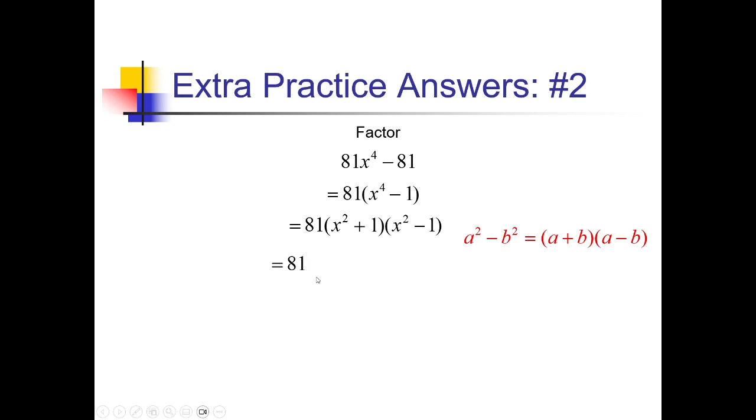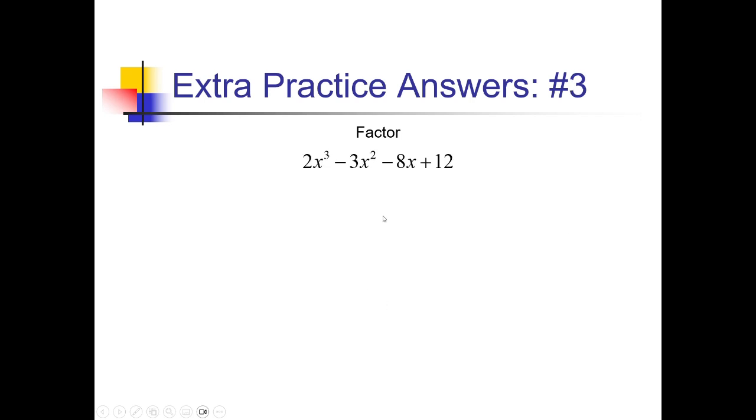So the 81, the x squared plus 1, can't do anything there. But I can use this a squared minus b squared shortcut again on x squared minus 1. Square root of x squared is x. Square root of 1 is still 1, so x plus 1, and then x minus 1. And that is as factored as it's going to get.